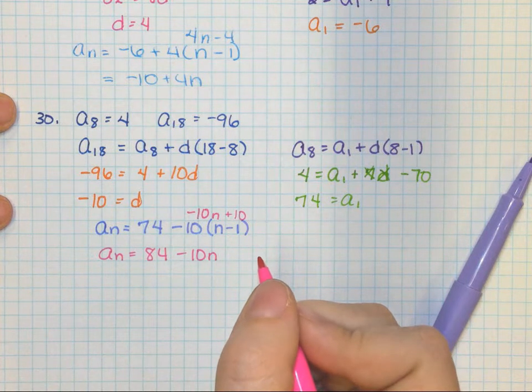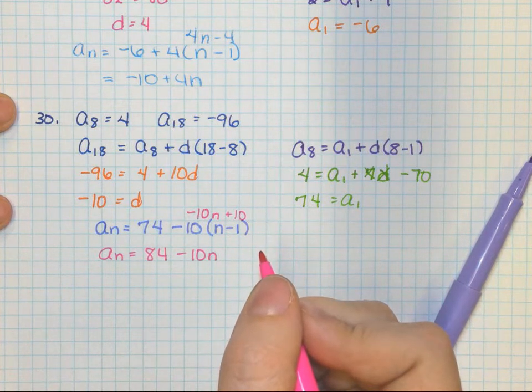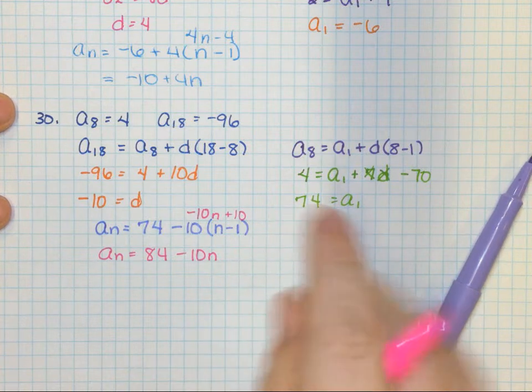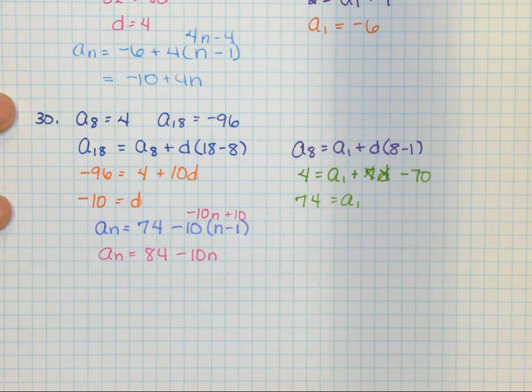Okay? I just read that as a sub 18 equals negative 96. So I got a bunch of weird fractions and stuff. Yeah, you'll get weird stuff. You've got to be careful. Rule number 1, copy the problem down correctly. That's usually a good starting point.